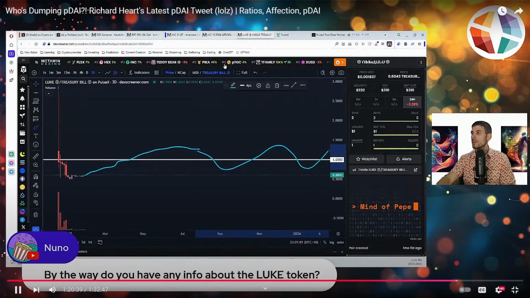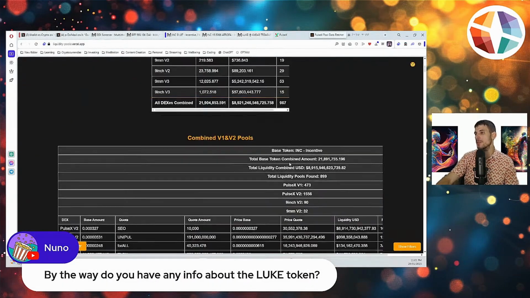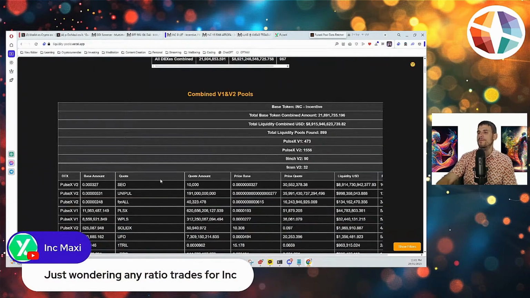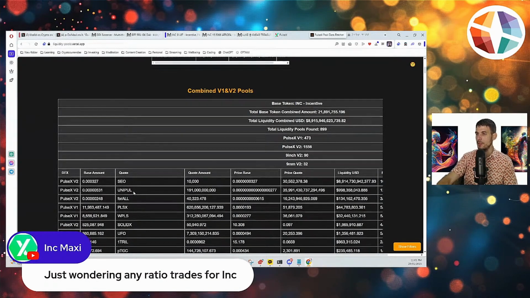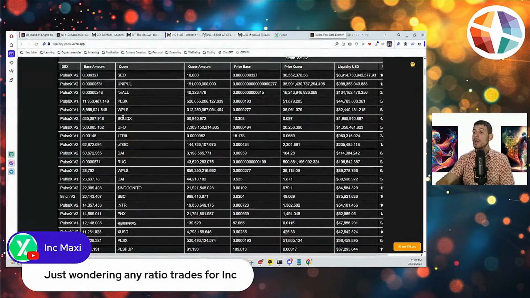It looks like no one's really doing that. So I would definitely have a look at that. So let's go back to the ink example. Okay, so ink maxi, this is what I would do. Interesting. I don't know what these random tokens are. SEO, Unipool for all. That's weird. I don't know if someone's trying to tell us something here. I'm not too sure. So yeah, maybe SolidX, Ink and SolidX might be a good ratio, Ink and UFO.